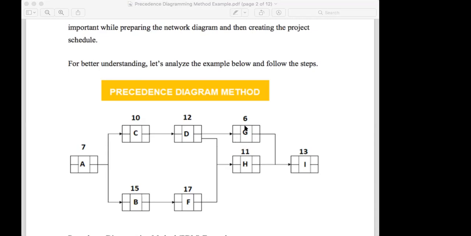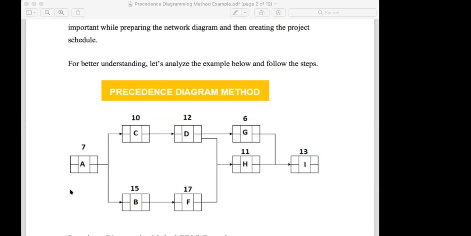G takes 6 days. H takes 11 days. After completing G and H, you will do I. I took 13 days and finished the work. So this is the understanding. You start with A and finish with I.